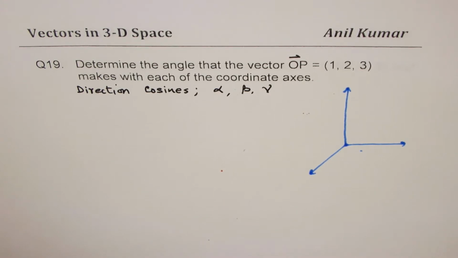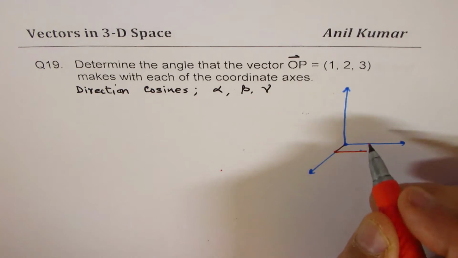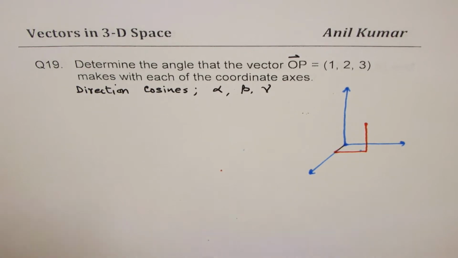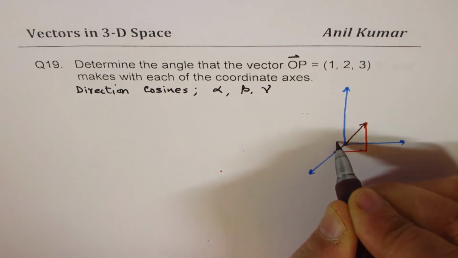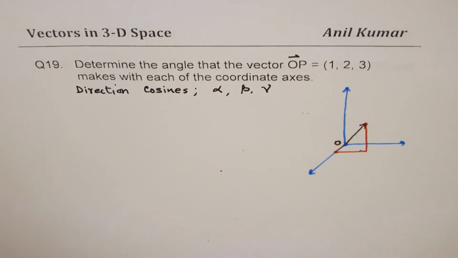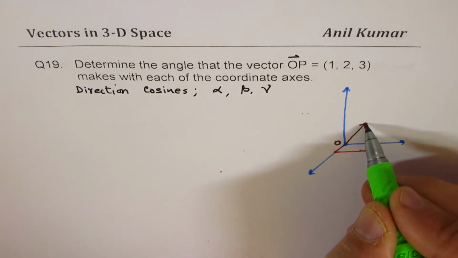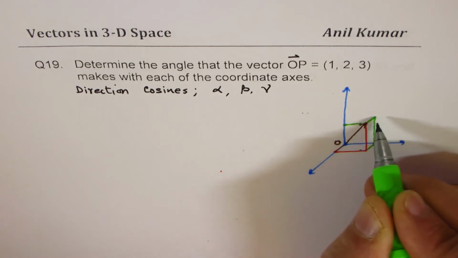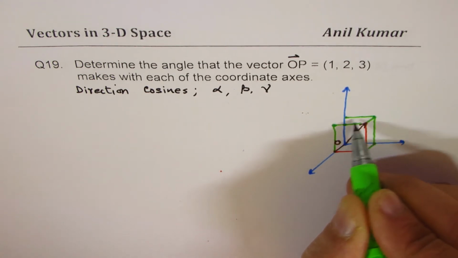So when I say that the point is (1, 2, 3), that means along the x-axis we go 1 unit, along the y-axis we go 2 units, and along the z-axis positive 3 units. So we get to a point. That becomes our position vector OP, right? From the tail at the origin and head at the final position gives you the vector. Let me complete this box as we did in some of our examples earlier. Right? So that is how we are going to complete this box.